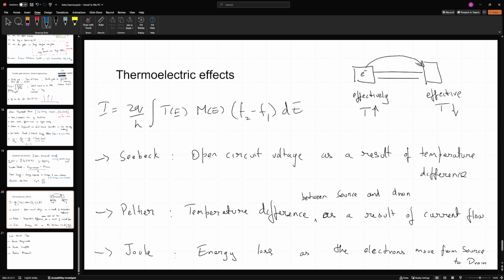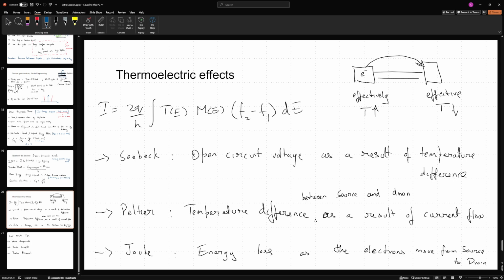So, in case you didn't know, thermal conduction is also carried through the electrons. Electrons carry heat in the form of kinetic energy and distribute it. So, temperature, like heat, is transferred from hotter bodies to colder bodies. So, if electrons are moving from here to here, then effectively this is considered to be a higher temperature region and this is considered to be a lower temperature region in terms of average kinetic energies. So, the Peltier effect is the temperature difference between the source and the drain as a result of current flow.